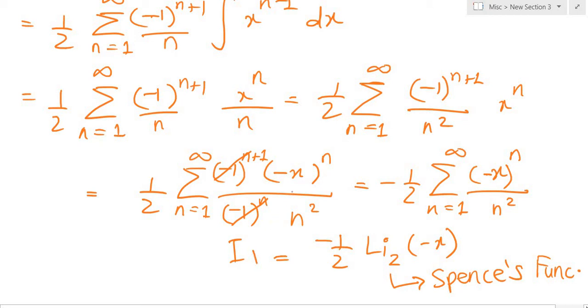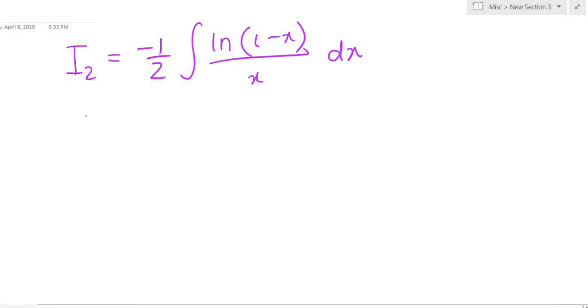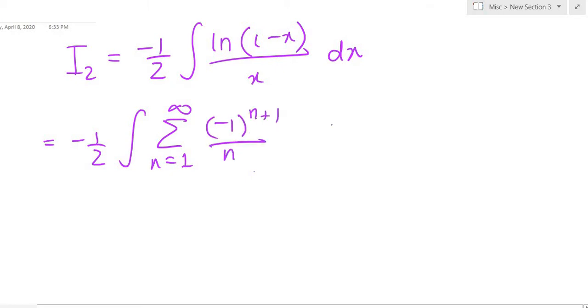Time to calculate I2. So I've written down I2 now. And as I said, I'm including the negative sign. It was originally there. So I mean, we can do the same looking at the natural log and the construction of the argument of the natural log. We can definitely use the Taylor series for it. So we have the sum from n equals 1 to infinity of negative 1 to the n plus 1th power divided by n. We also have a negative x this time, as it's being raised to the nth power, all over x.